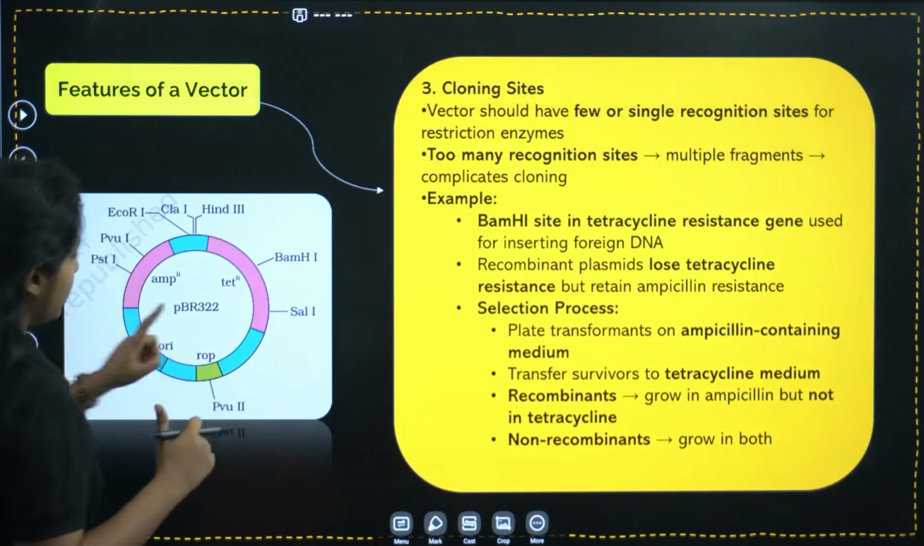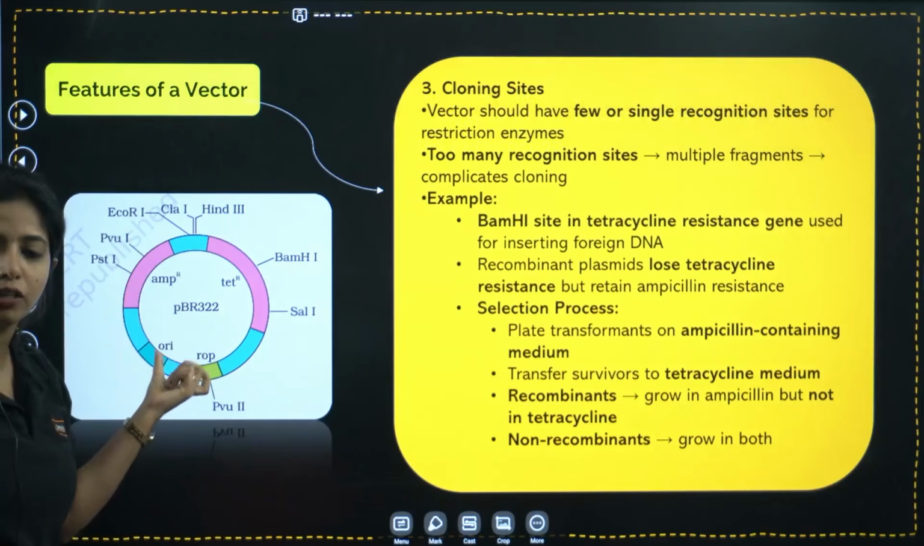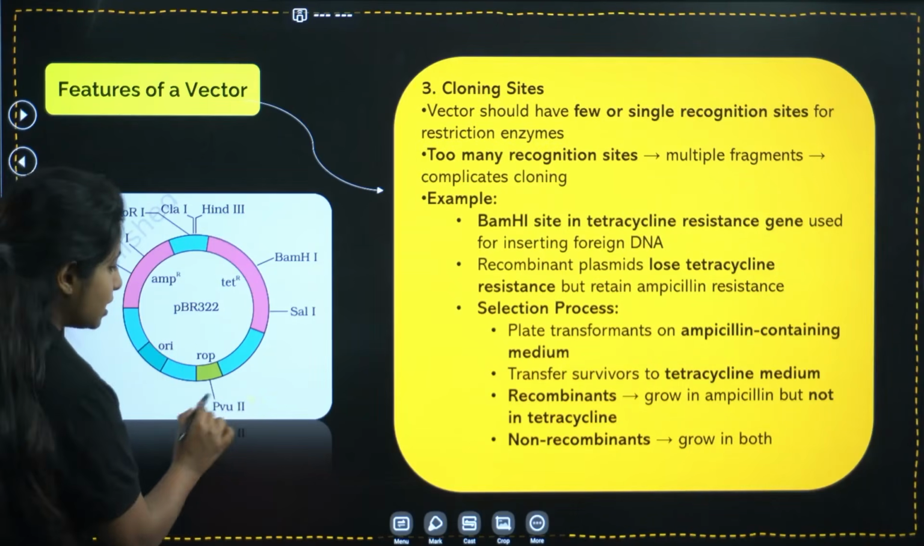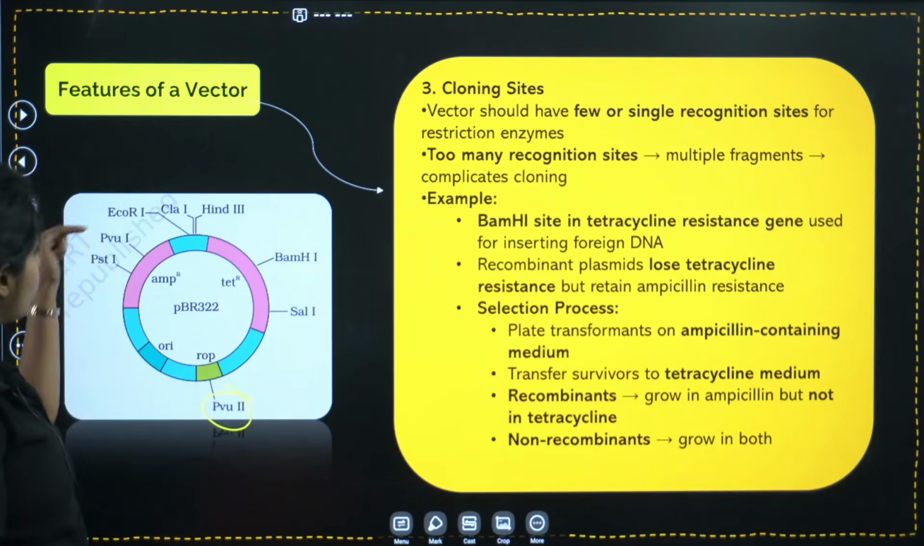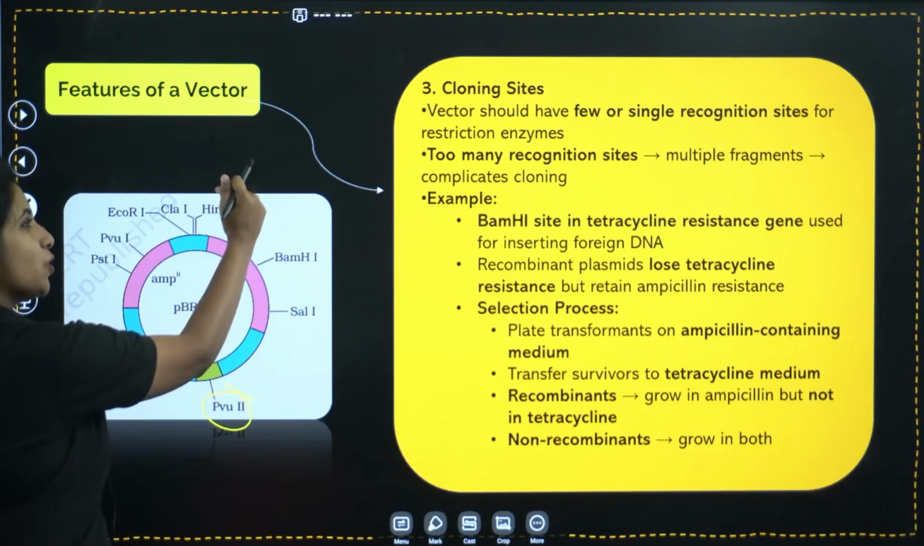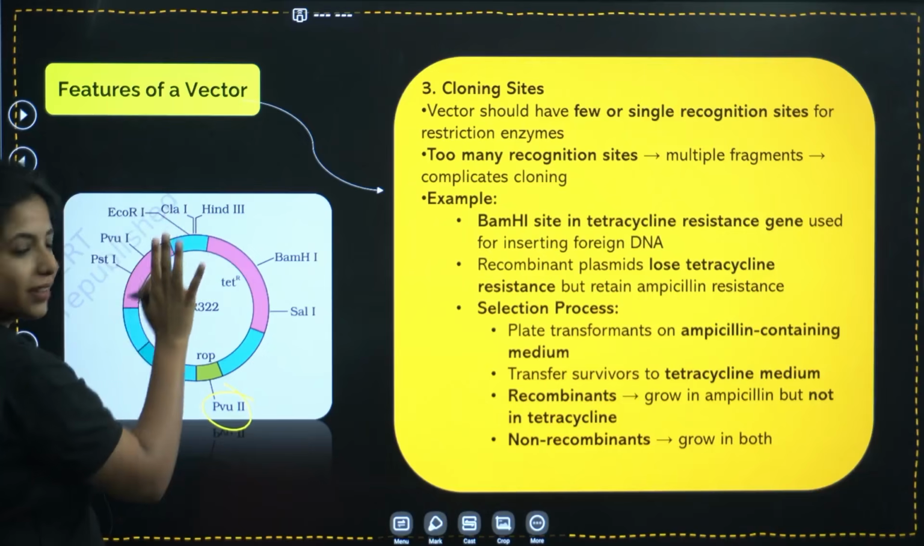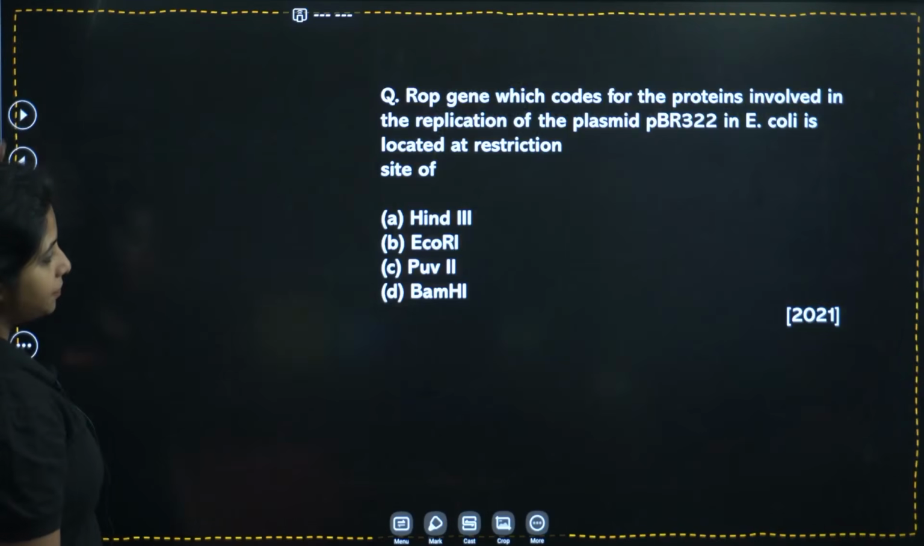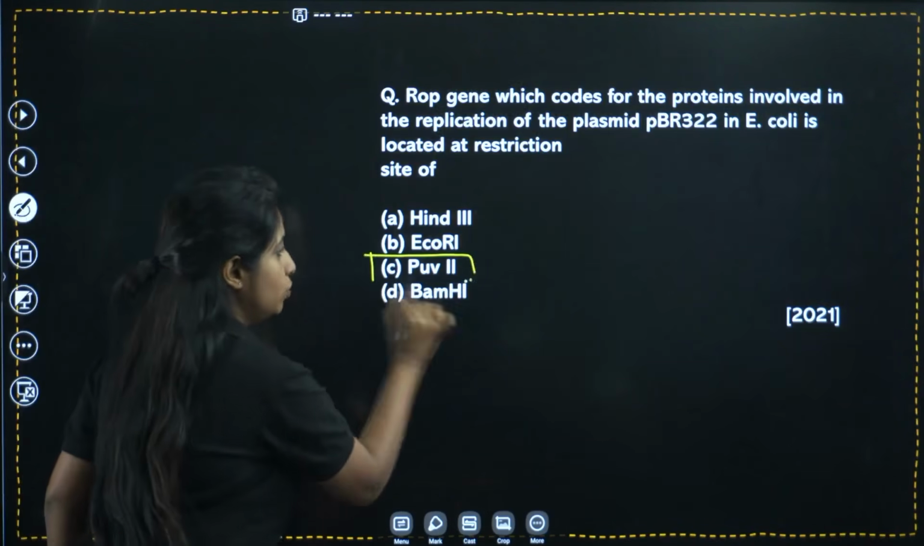If we go back and see in the rop site, the protein that is needed for replication, you see the site for PvuII. PvuI was here. So 1 is always over here, 2 is here, and 3 is on the opposite side. And here you have 2 more. Okay, so always remember that. So it is going to be PvuII.